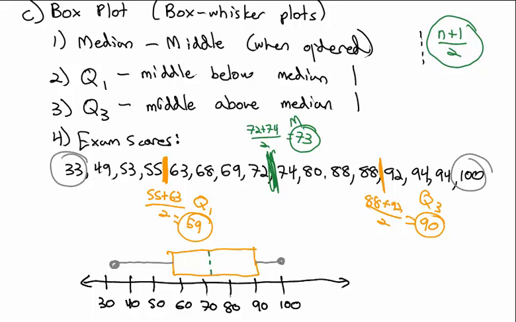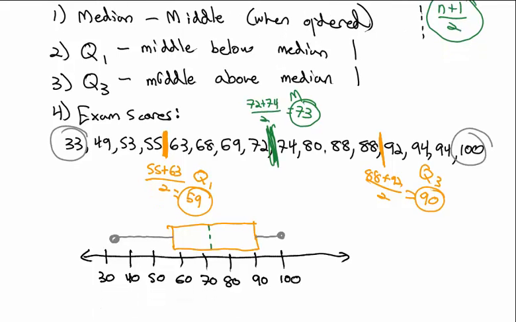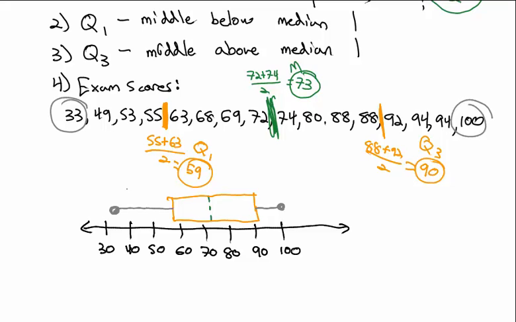This gives us a visual display of how the data is split up. We can now see that 25% of the data, or 1/4, falls in each section of the box and whisker plot. So 75% of the data is above that 59. 50% is below the 73. We can really easily split it up into fourths or quarters or quartiles using the box plot.